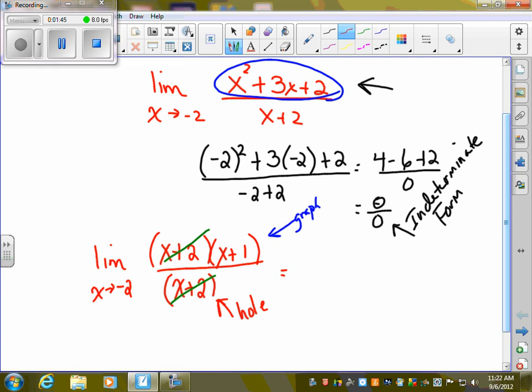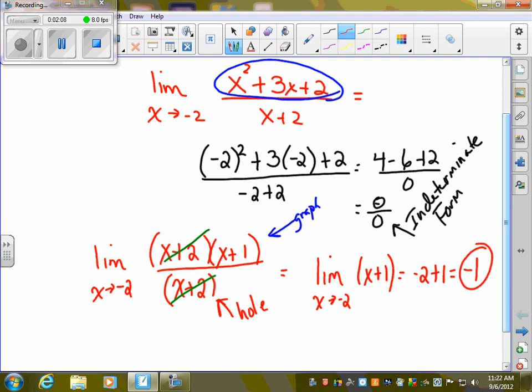So if I take what's left after I've canceled, and now evaluate at -2, we get our limit. So the limit of the original function we had up here equals what we got down here once we factored and canceled, and we'd say our limit would be -1.